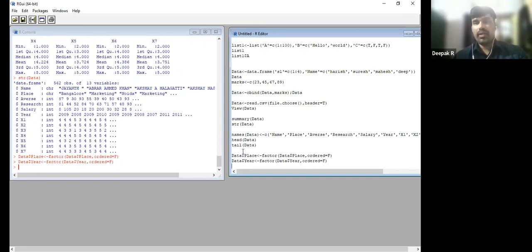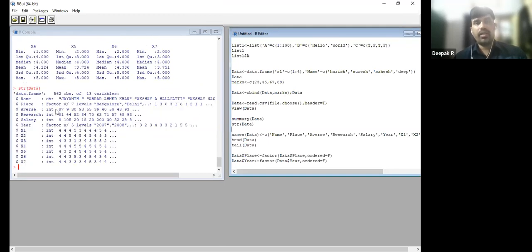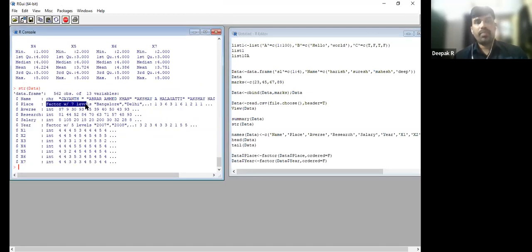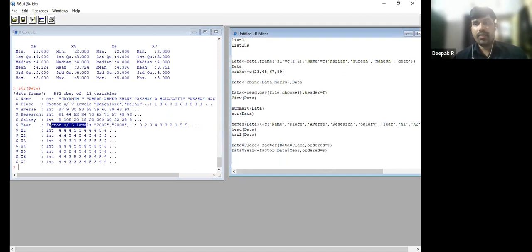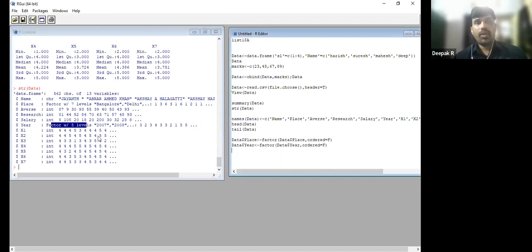Now, if I look at the summary and the structure of the data, you will be able to see that the place is now considered as nominal data with 7 levels, and you have got year also as nominal data. And similarly, these are the various values which have been given: 1, 2, 3, 4, 5. And what kind of data is this? This is nothing but ordinal data.